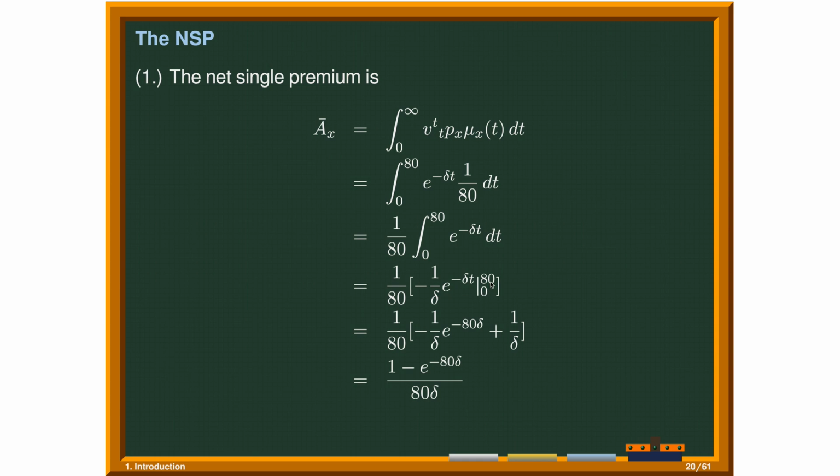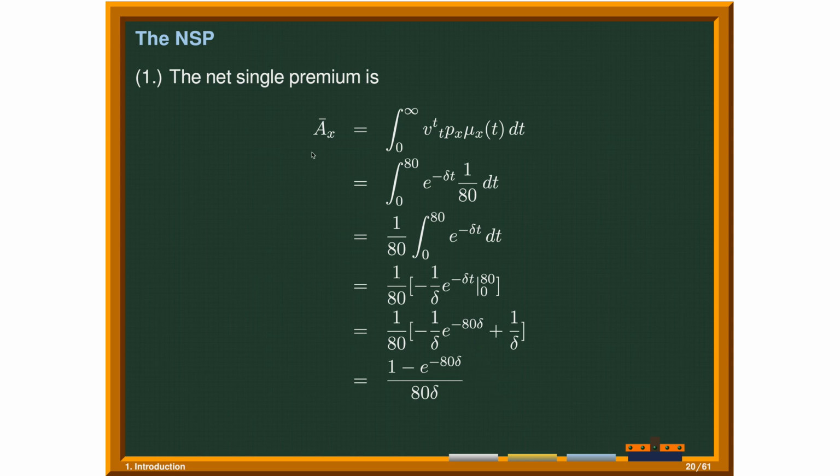Okay, so at t equal to 80, you get this. At t equal to 0, you get negative 1 over delta, but we multiply it by negative 1. So simplifying this, we get the following expression: 1 minus e to the negative 80 delta all over 80 delta to be the net single premium of the random variable z.